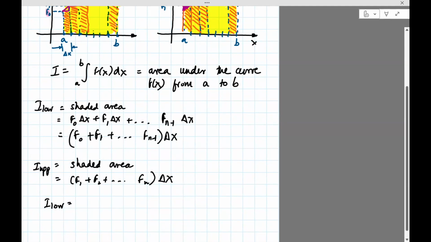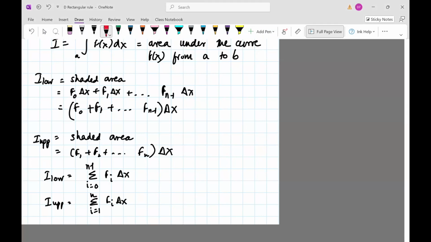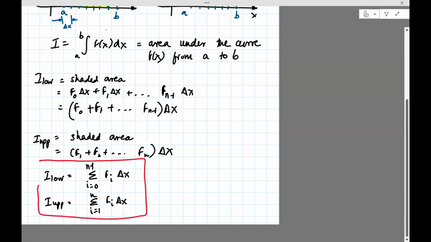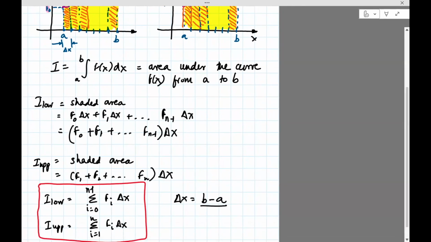An easy way of writing this: I lower bound would be the summation of Fi delta x, where i goes from 0 all the way to n minus 1. And I upper bound will be the summation, i goes from 1 to n, of Fi delta x. So the formulas are simple, but they will not give the true value. We also have to specify what delta x is. Here, delta x would be b minus a, the entire range, divided into n slices. There are n grid points, so that would be delta x.